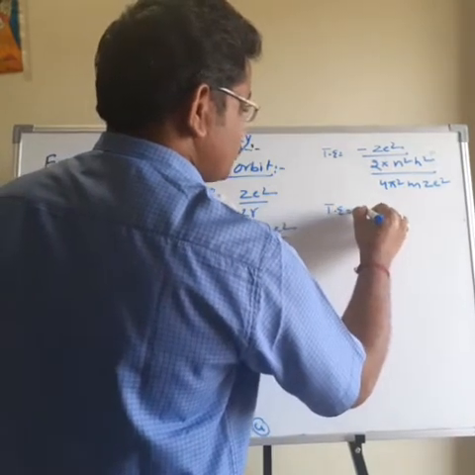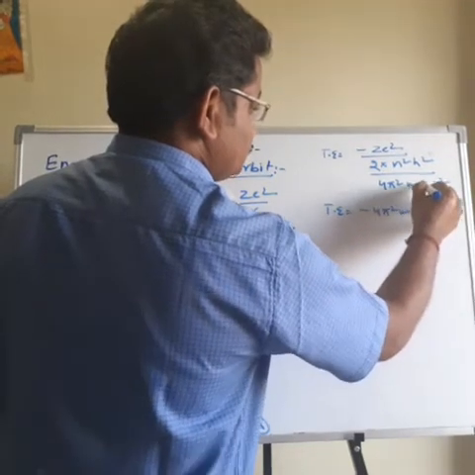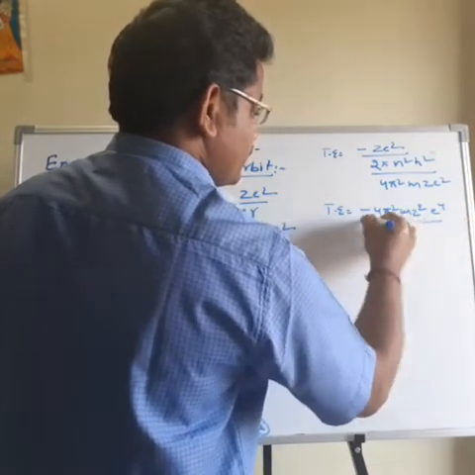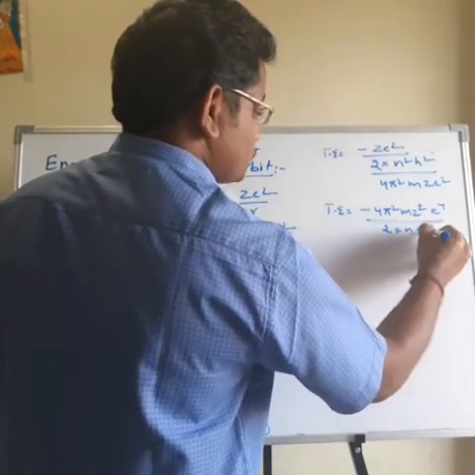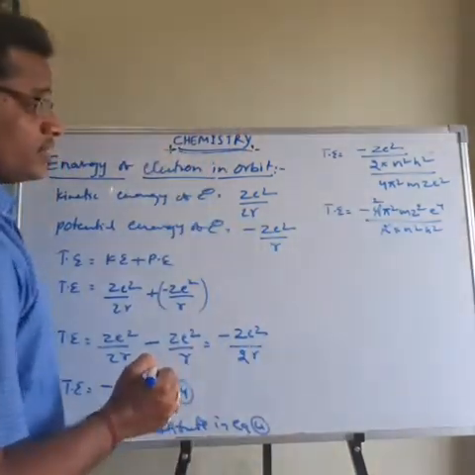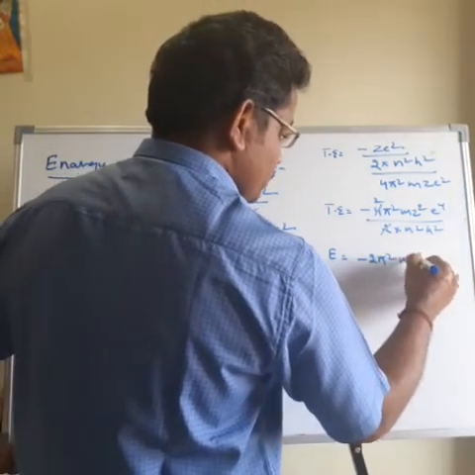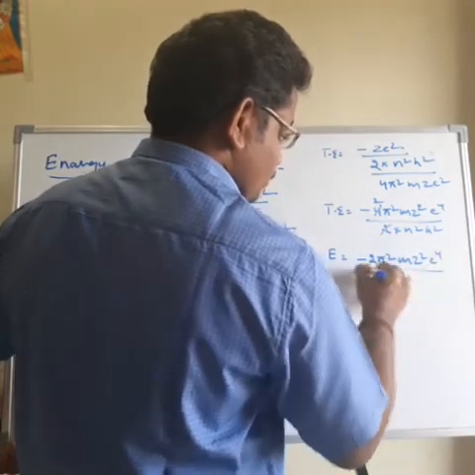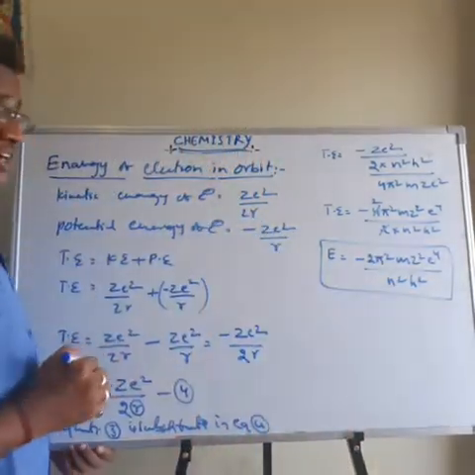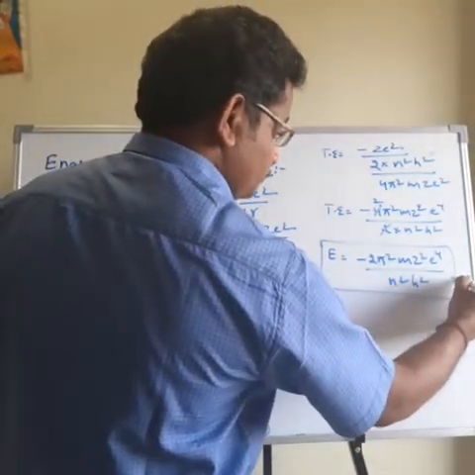Therefore the total energy is equal to minus 4 pi square M Z into Z square E square into E power 4, divided by 2 into N square and H square. Two ones are two, two twos are two cancel. Then what do we get for total energy? Total energy E is equal to minus 2 pi square M Z square E power 4 divided by N square H square. This is the formula for the energy of electron in the orbit. You have to remember this formula. This is equation 5.